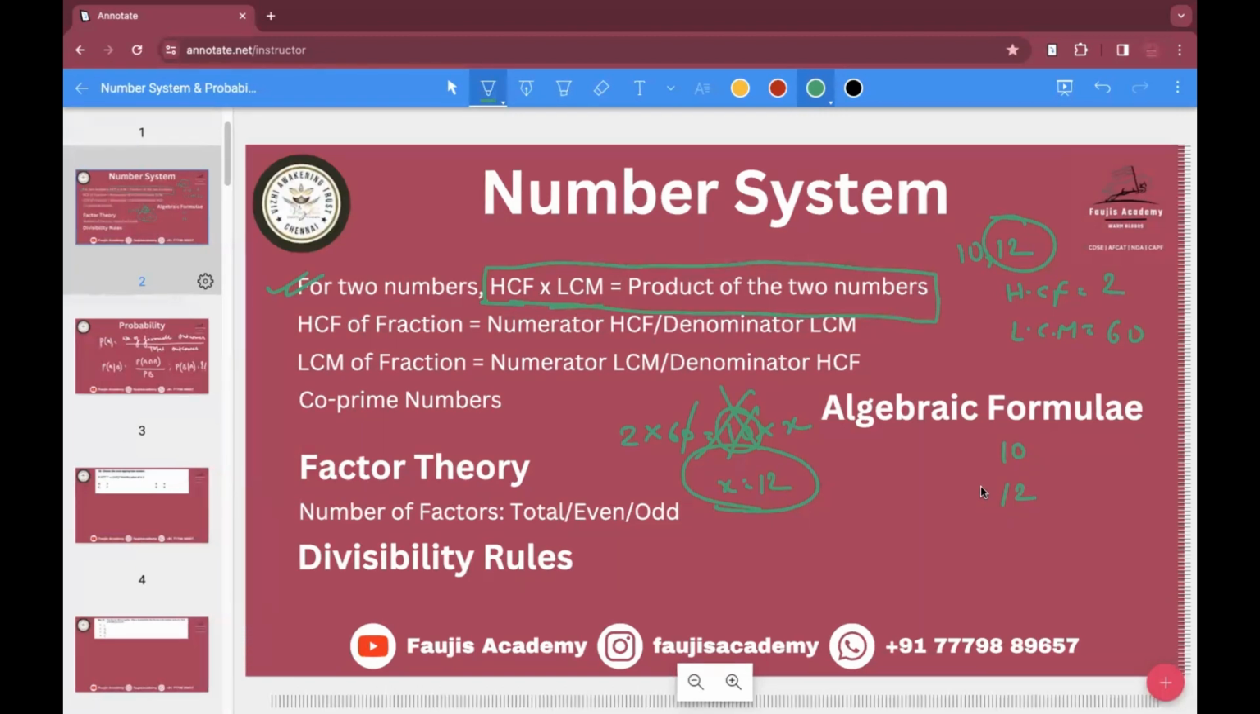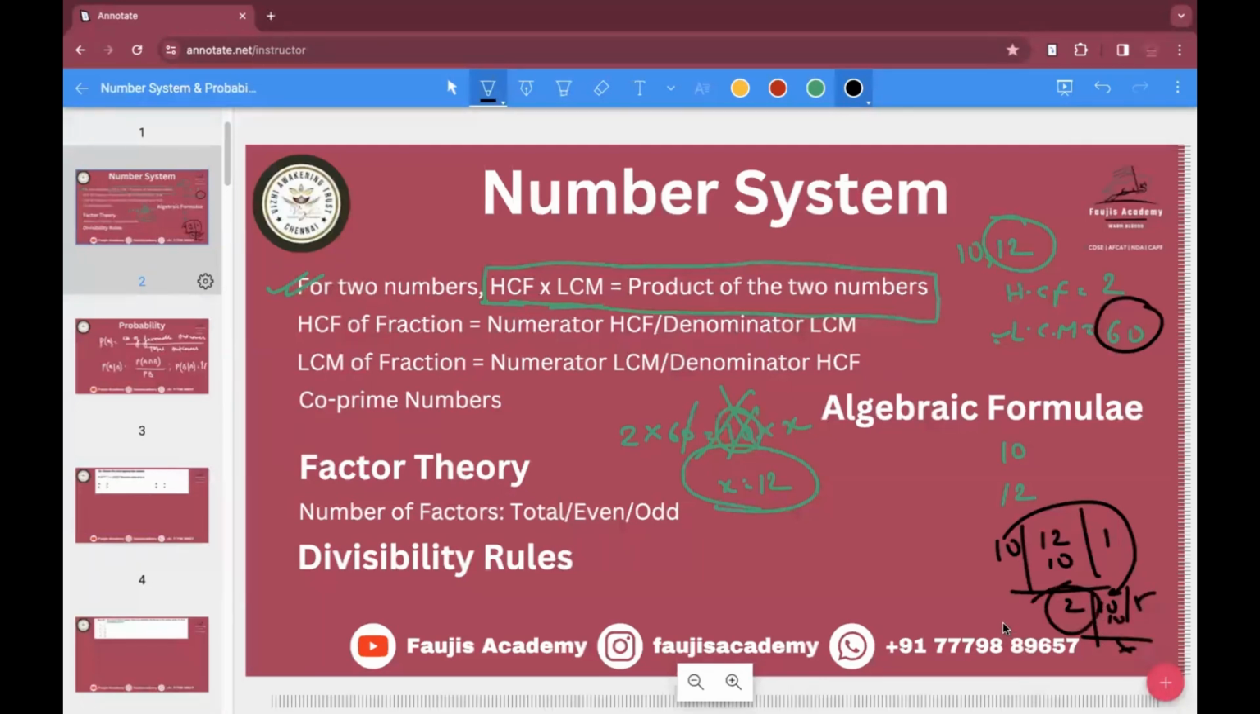LCM is how much? 60, sir. What is HCF of these two numbers, 10 and 12? How did you find out? We'll do it like this: 1 times 10, 2 times 10, 5 times 10. This is your HCF.